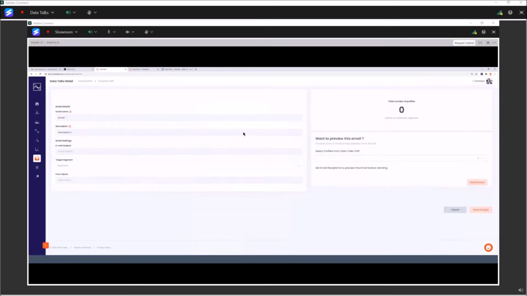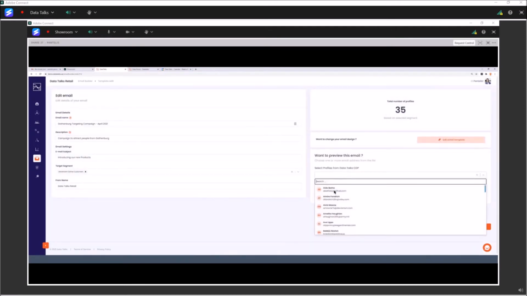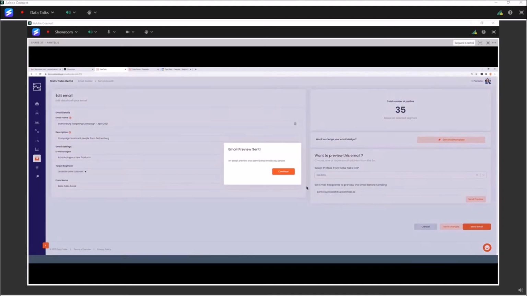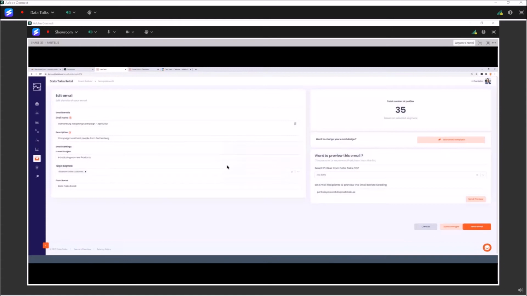So if we go back, we can actually preview the email, which is always advised before you send it.